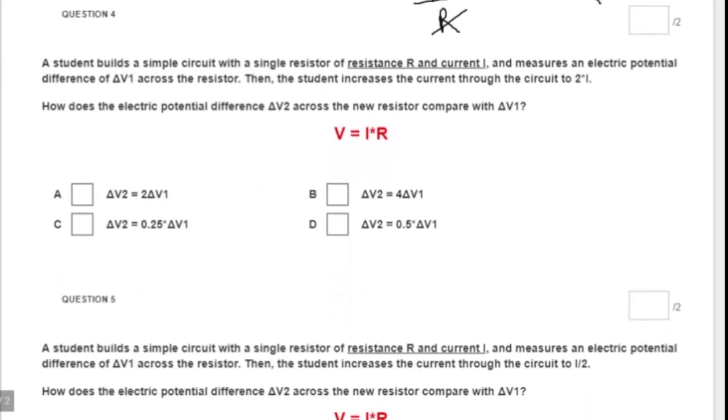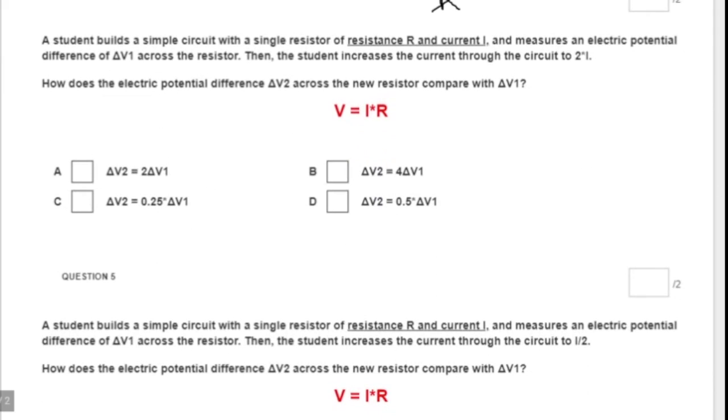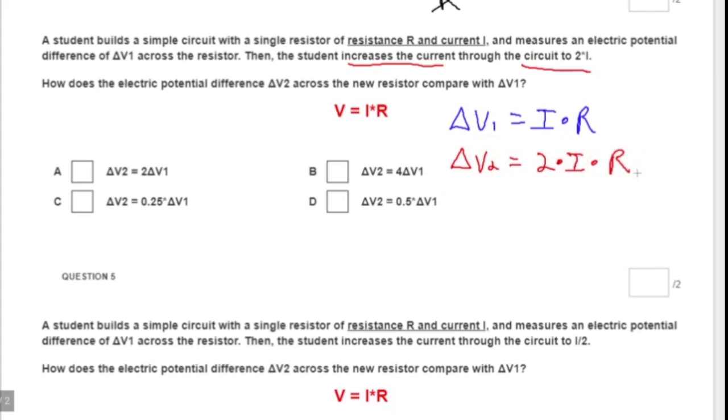Let's take a look at our next problem down here. A student builds a simple circuit just like before, so these are all the same thing. This time we have a single resistance R and current I, and the measured electric potential of delta V1. So I'm going to write that down, delta V1 equals I times R. Then the student increases the current to be 2I, okay? But they are keeping that resistance the same. So delta V2 is equal to, in this case, 2 times I times R.